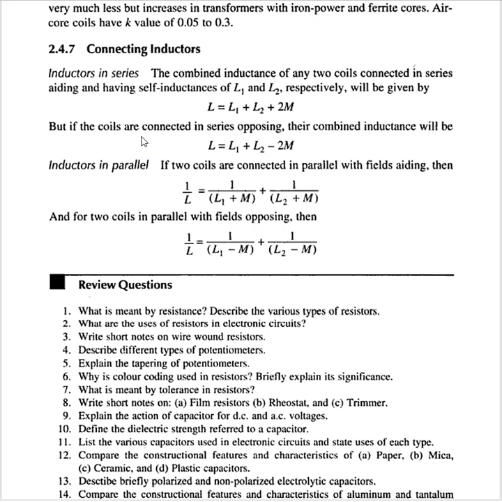Inductors in parallel. If the two coils are connected in parallel with the fields aiding, then 1 by L is equal to 1 by L1 plus M plus 1 divided by L2 plus M. And for two coils in parallel with the fields opposing, then 1 by L is equal to 1 by L1 minus M plus 1 by L2 minus M.